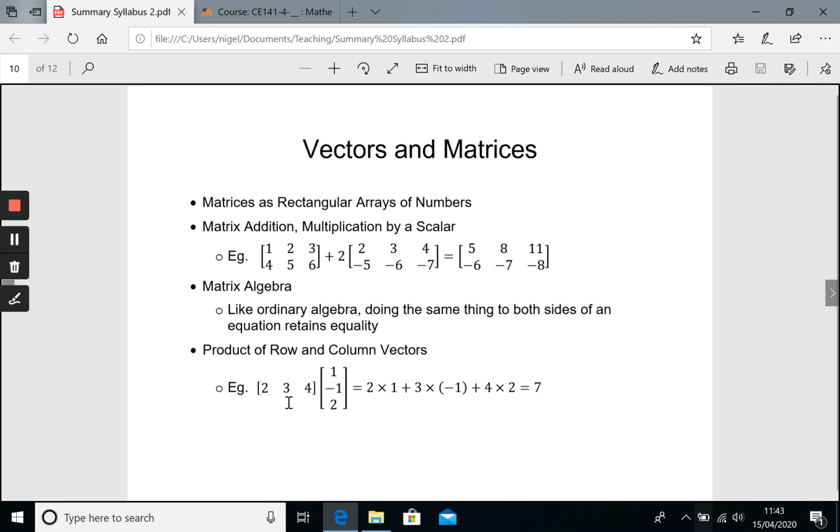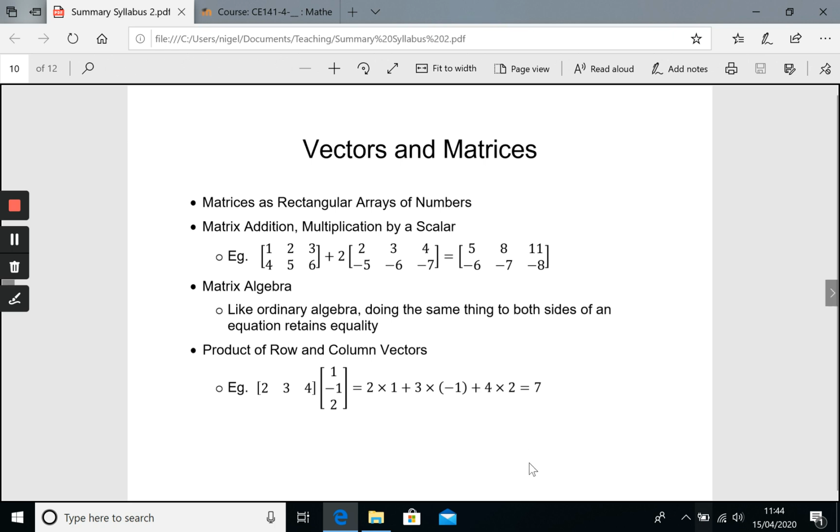And then the product of the row vector 2, 3, 4 by the column vector 1, minus 1, 2 is simply the first entry of the row vector multiplied by the first entry of the column vector, 2 times 1, plus the second entry of the row vector by the second entry of the column vector, 3 times minus 1, plus the third element of the row vector by the third element of the column vector, 4 by 2. So adding those numbers together, we get 7. So multiplying a row vector by a column vector can only be done if they have the same number of members. And if they do, then the result is just a scalar, a simple number.